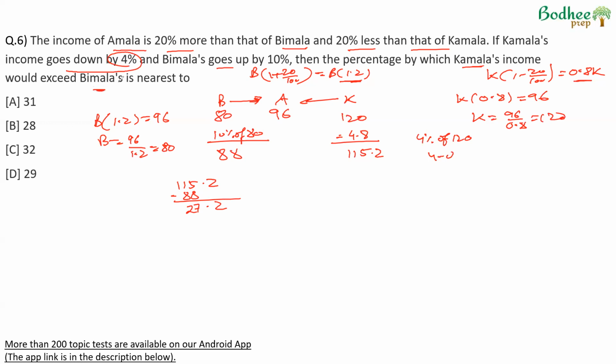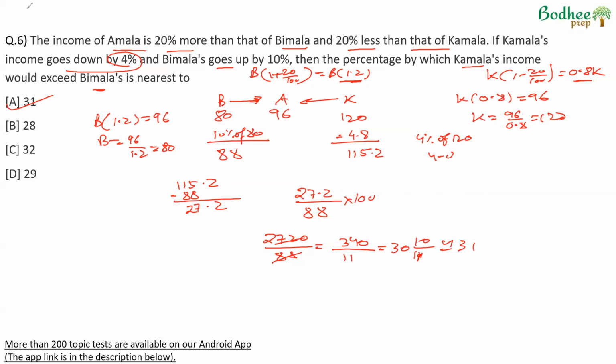And this we have to express as a percentage of Bimla's income. Therefore, 27.2 upon 88 into 100, or 2720 upon 88. We can divide this by 4, and by 8 as well. If we divide this by 8, we get 340 upon 11. This will be 30, 330, 30 and 10 by 11. And therefore closest to, from the options, 31.